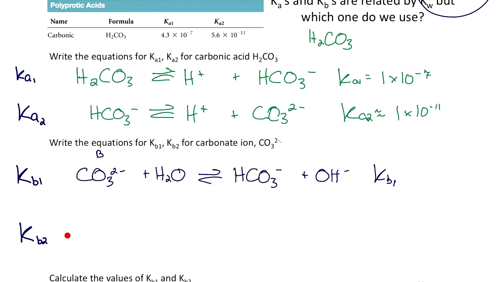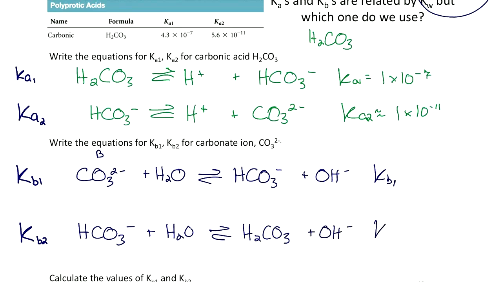So what do you think the reactant is in Kb2? Is it carbonate? Nope, it's going to be bicarbonate, the one that already has a proton on it. So we're going to take HCO3 minus, add water. It's going to accept a proton from water, so we get H2CO3, the neutral, so we're getting the full acid back, plus hydroxide, and that is balanced. So this is Kb2.